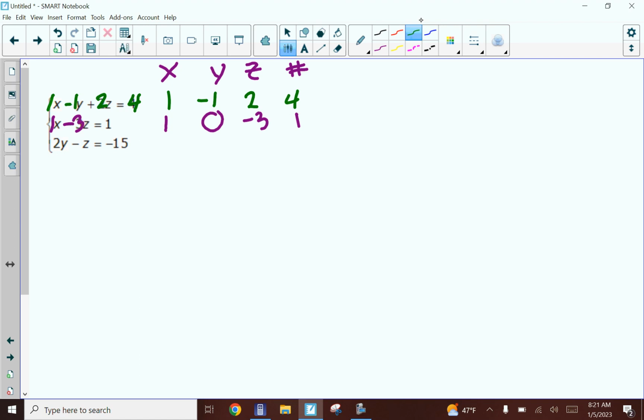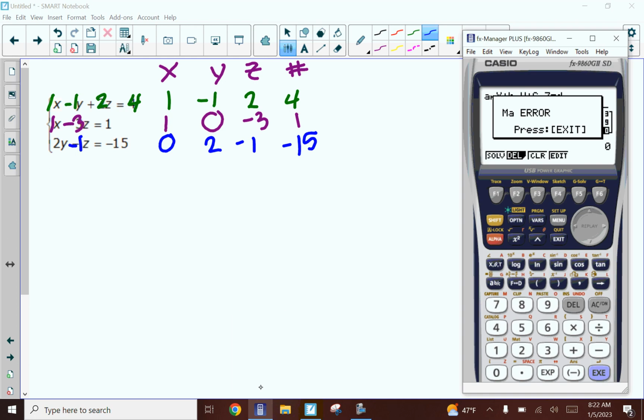Now the next one is also missing letters, so I want to be careful with that. It's supposed to go X, Y, and Z. This is missing the X, so the X has to be a 0. The Y has to be a 2. And the Z is going to be the -1 right here. So we stick -1 right there. And then after the equal sign is the -15.